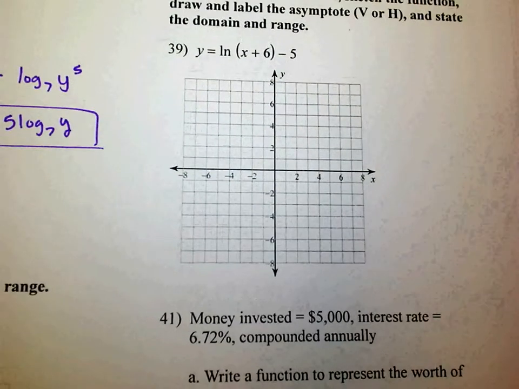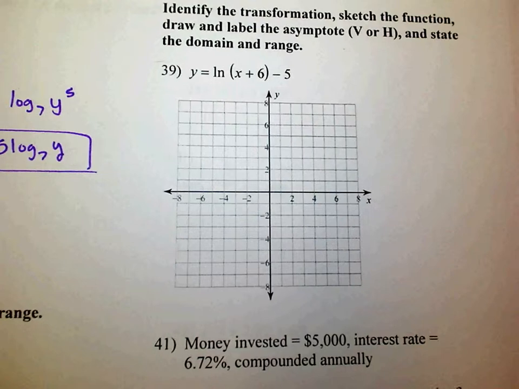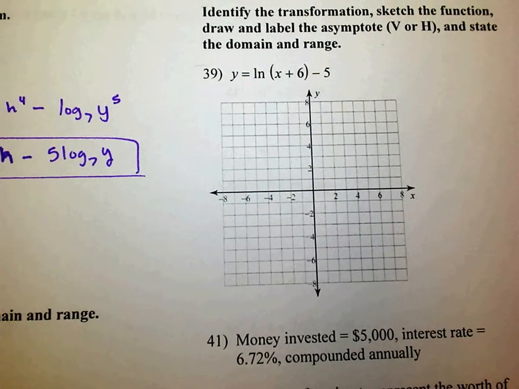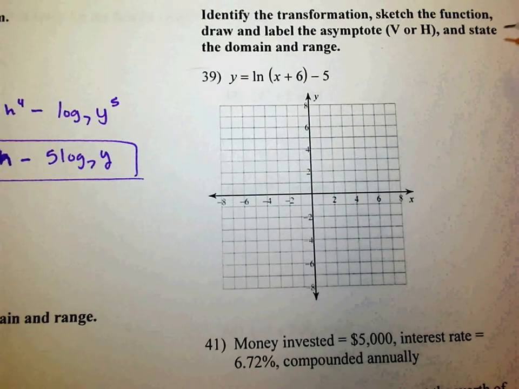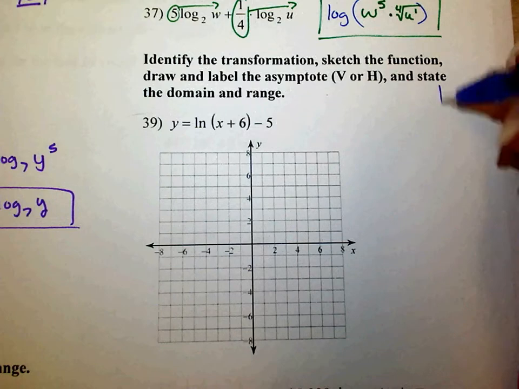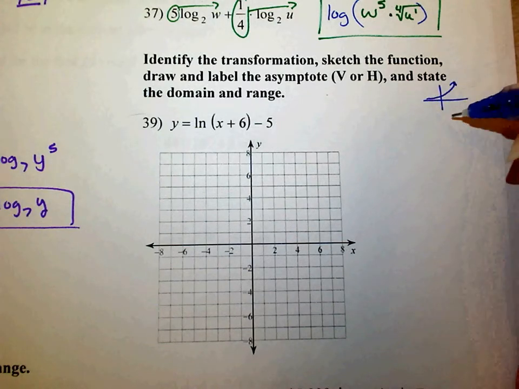Okay, so on number 39 it says, identify the transformation, sketch the function, draw and label the asymptotes, vertical, horizontal, and state the domain and range. So, one thing you have to keep in mind is that exponential functions are the ones that look like this, and log functions are the ones that look like this.